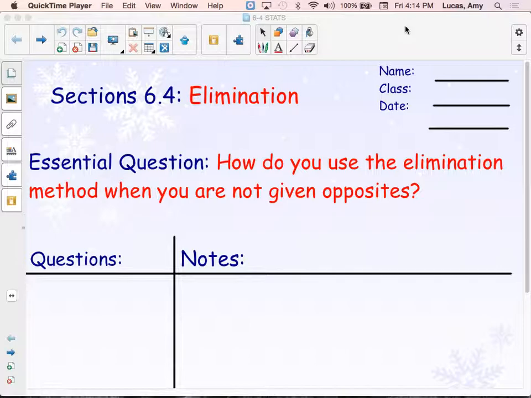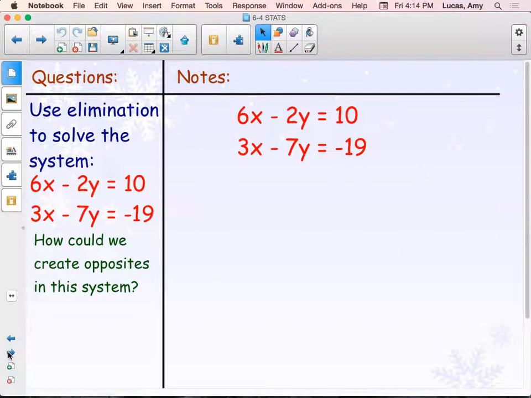Lesson 6-4, Elimination. Our essential question is, how do you use the elimination method when you are not given opposites? Our first example says, use elimination to solve the system: 6x minus 2y equals 10, and 3x minus 7y equals negative 19. And the question is, how could we create opposites in this system? That's the question that we need to think about first.